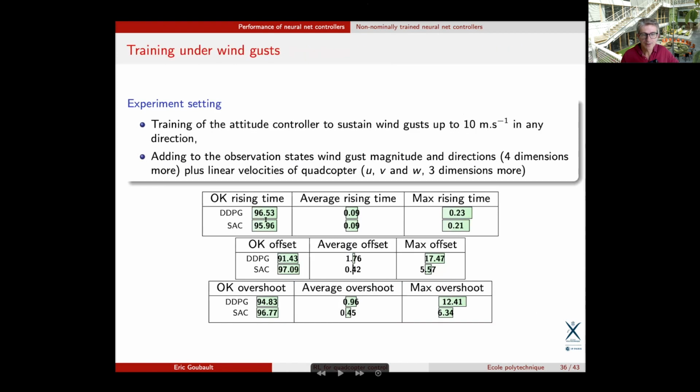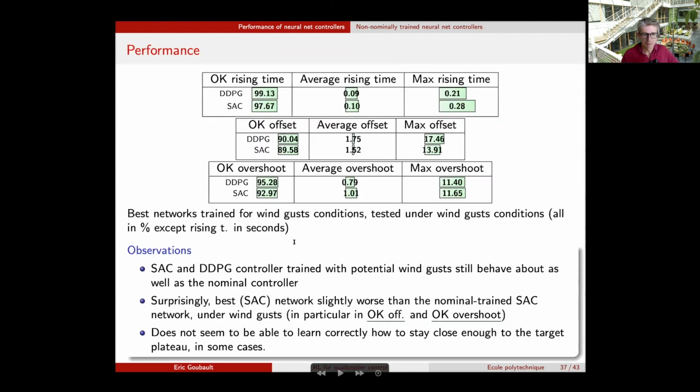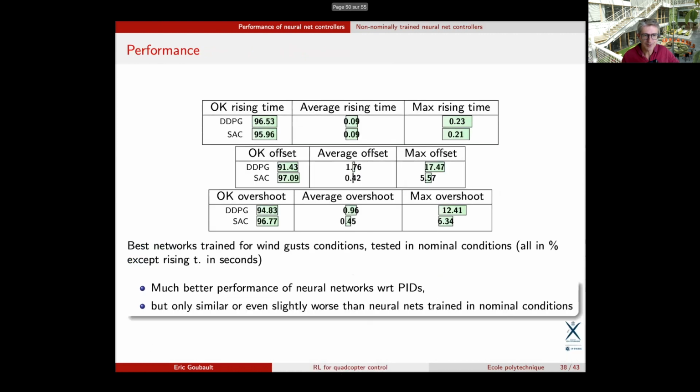Okay, so wind gust, it's the same. We observe the same sort of problem. It's not as good as the nominally trained controllers under non-nominal conditions. So yeah, we're going to discuss this, but it's not really as good as expected when we try to improve the situation by training under non-nominal conditions. Okay, so all measures exhibit the same performance degradations in non-nominal trained controllers.